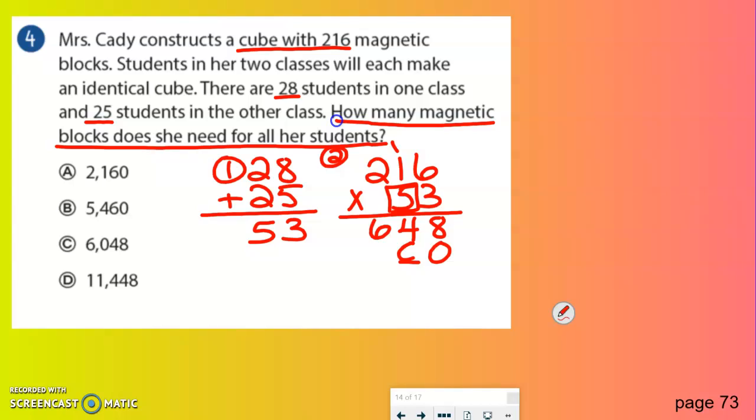5 times 6 is 30. 5 times 1 is 5, plus 3 more is 8, and then 5 times 2 would be 10. So when I add this up, I get 11,448. So the correct answer was D, 11,448.